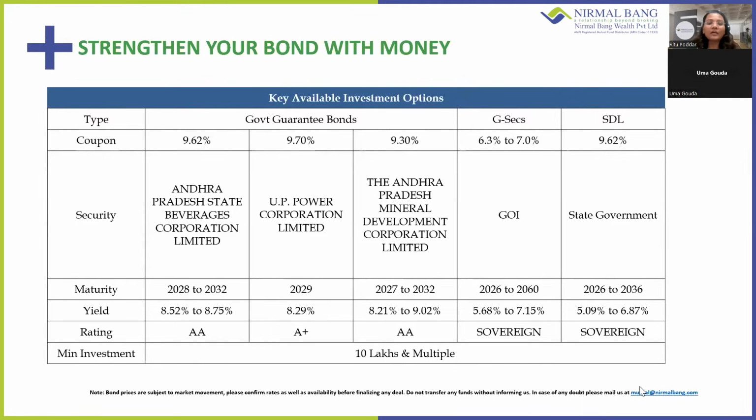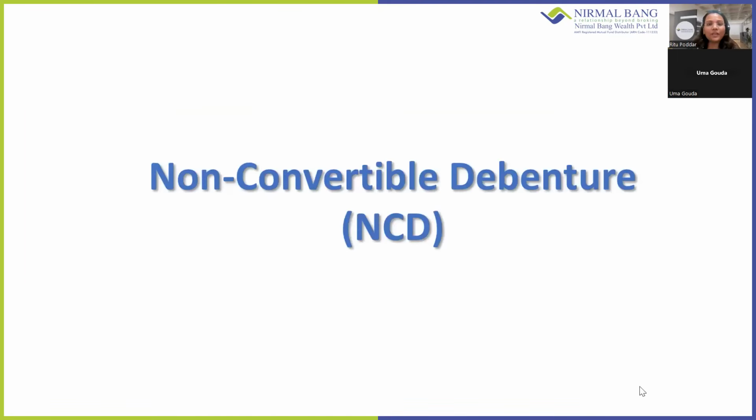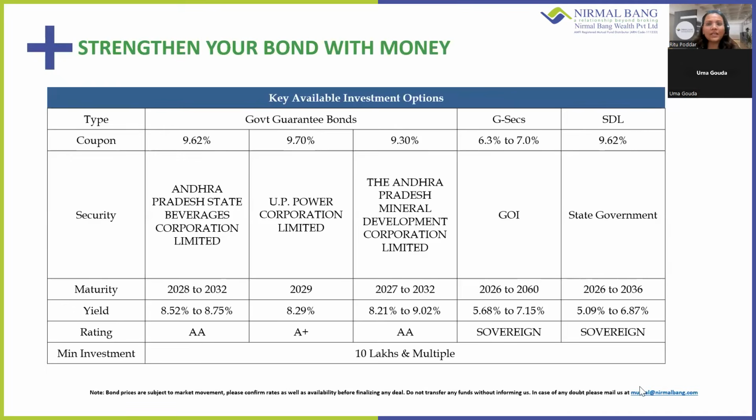So you don't need to choose between products, whether I should go for UP Power or Andhra. If the client is ready to invest in secondary market bonds, then you can pick anything based on what kind of yield he is expecting. Even G-Secs are there, government bonds are there, state development bonds are there. So there are different bonds which we keep sharing with you all on a weekly basis.